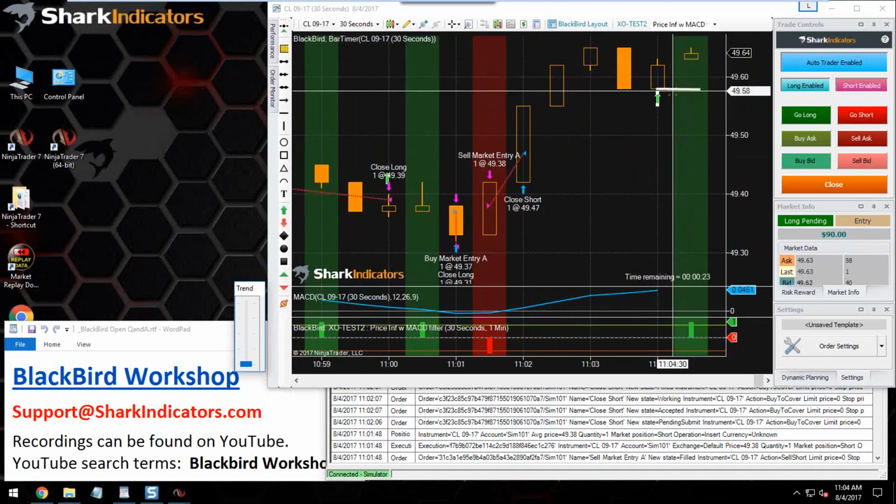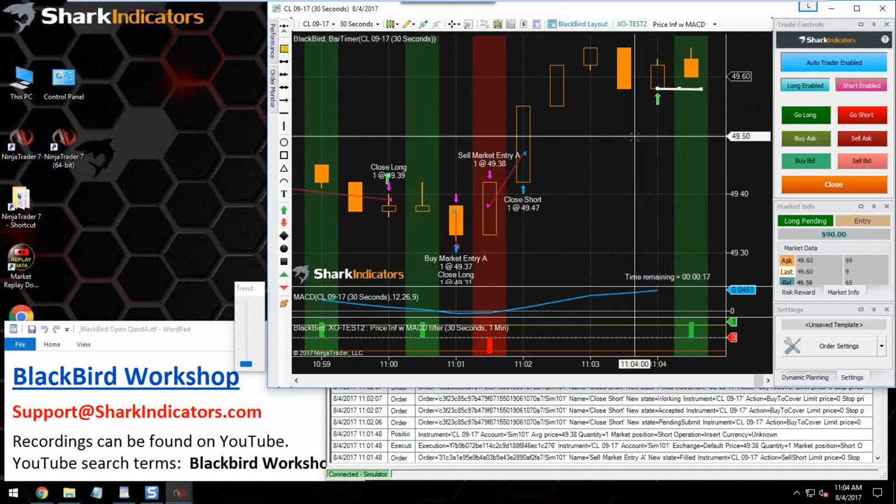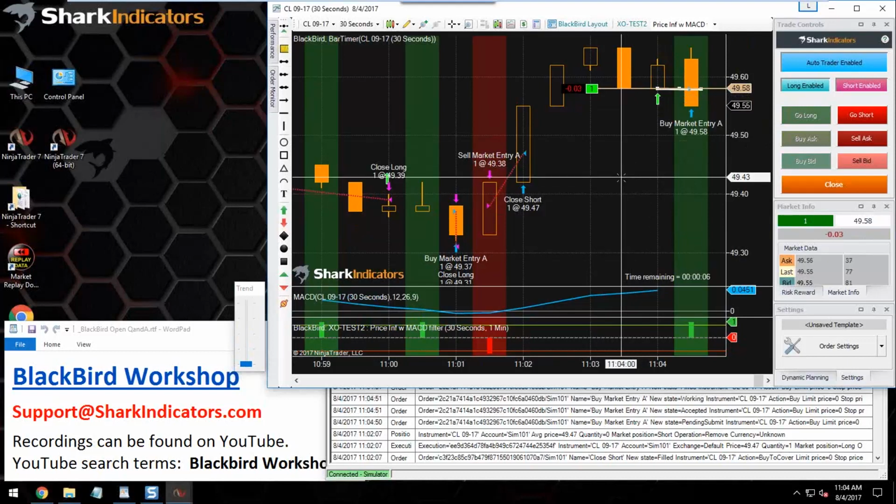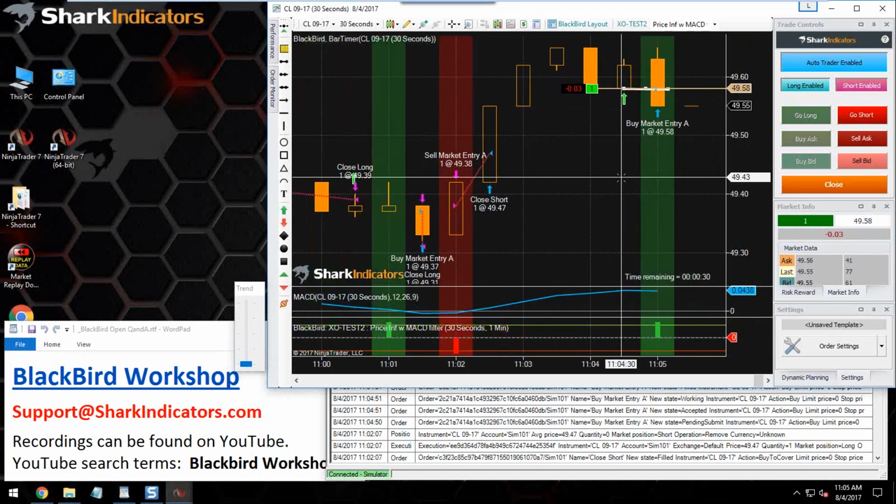So now we just need to pull price down, and as soon as it crosses the open of the previous bar back, we should get a long signal. We can see our long is pending. And bingo, there we go. All right. So there. Now it's working.